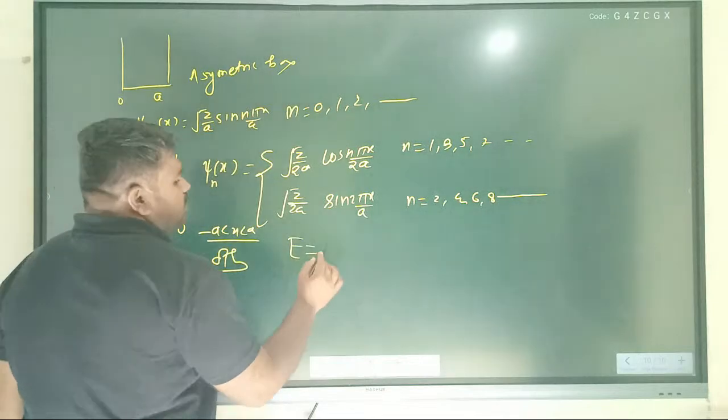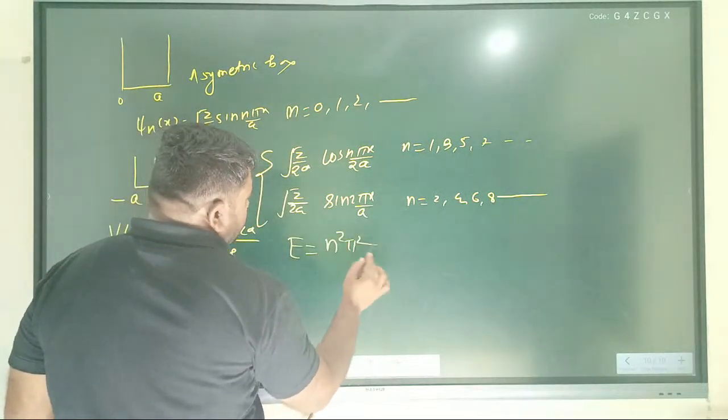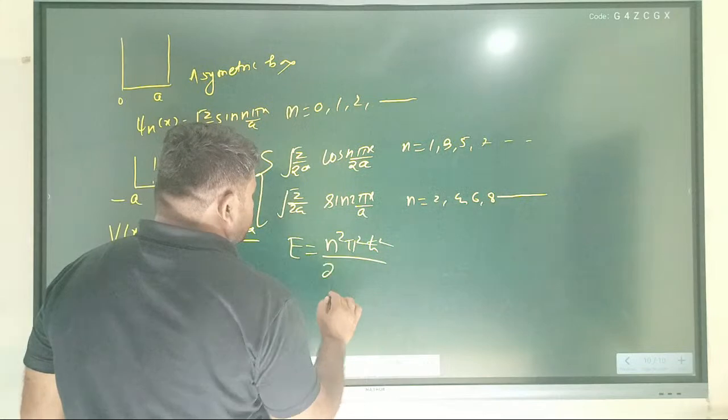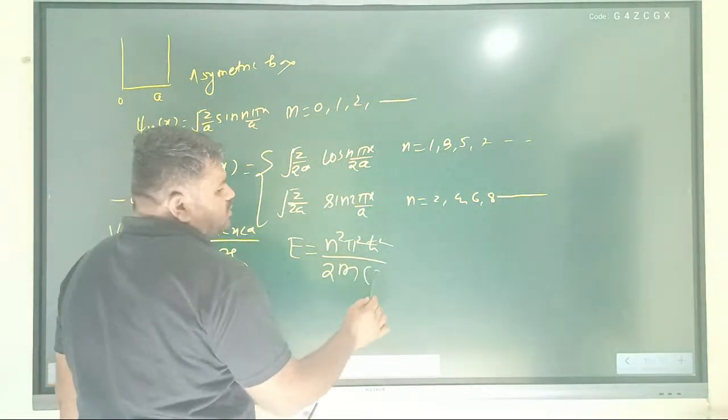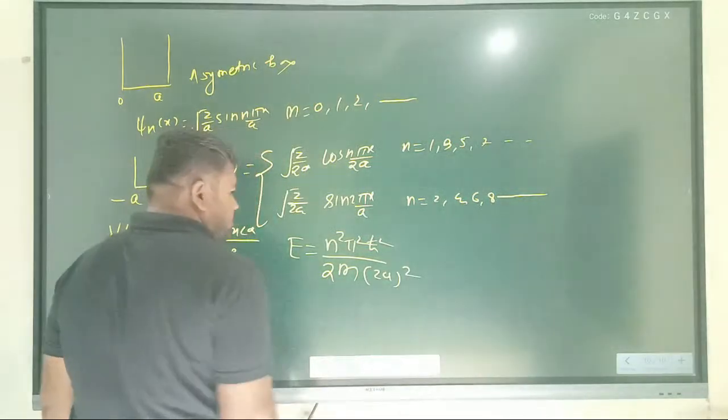And what is the energy for this one? Energy is equal to n square pi square h cross square upon 2m. Up to here no problem. But what is the width here? Width is 2a, then this can be written as (2a) bracket square. Clear?